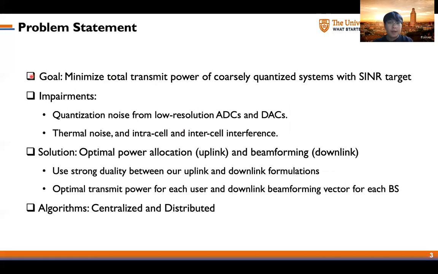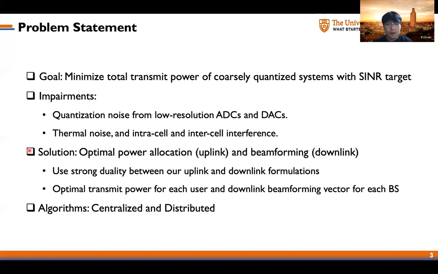Here's the problem statement of this work. The problem we define is to minimize total transmit power under coarsely quantized systems, such that a target SINR is satisfied. However, we have several impairments to consider. First, non-trivial quantization error from low-resolution data converters needs to be considered carefully. Also, because of the multi-cell scenario, the solution has to be designed by considering thermal noise, intracell channel, and intercell interference.